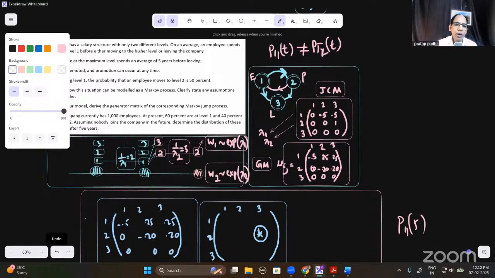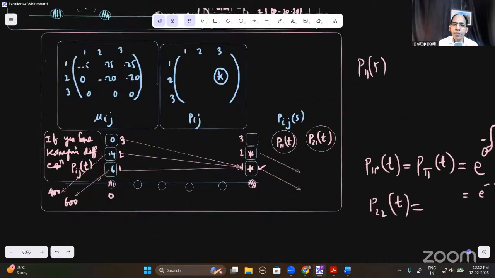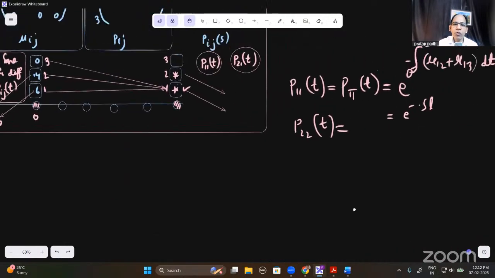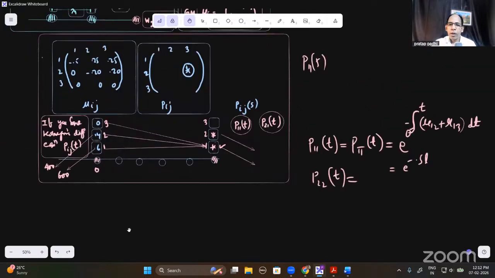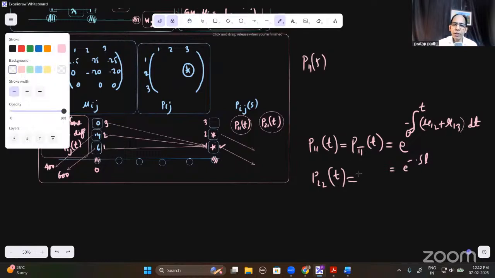Will not worry. Let me delete all. This is not there. So easily I can get 3 probabilities. Then I will use Kolmogorov for others. Already P22, P33, all that I will get.